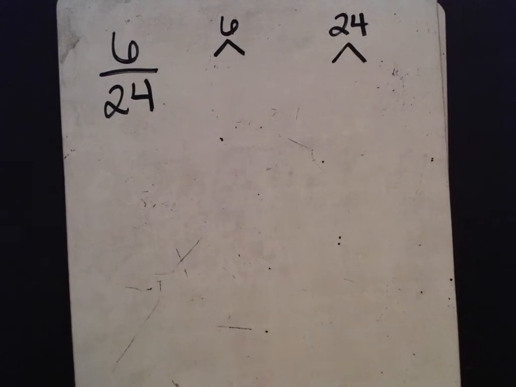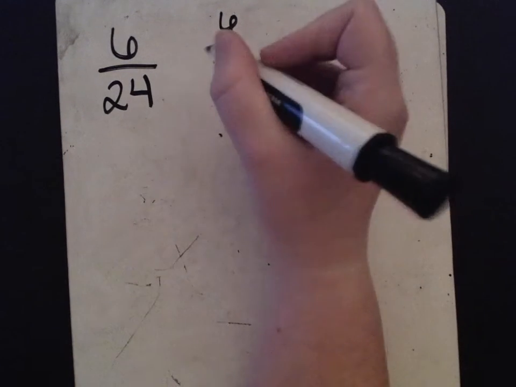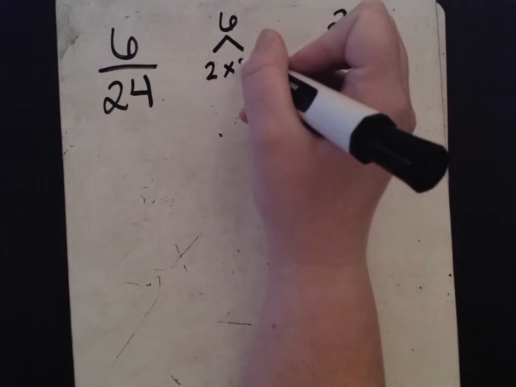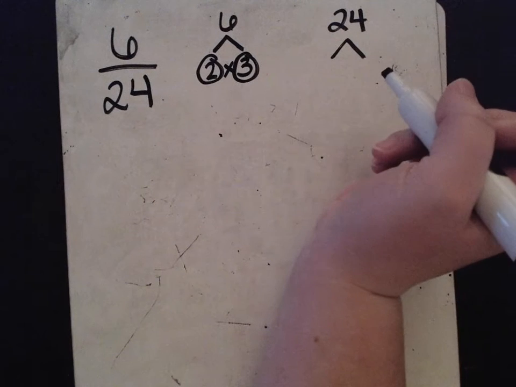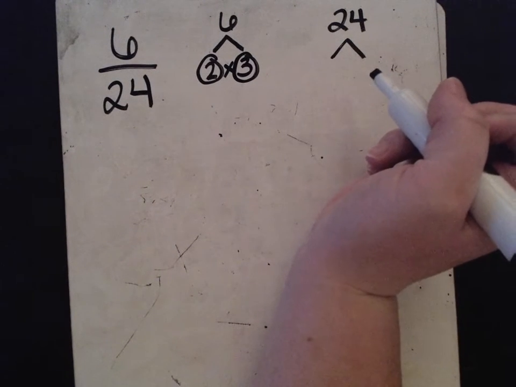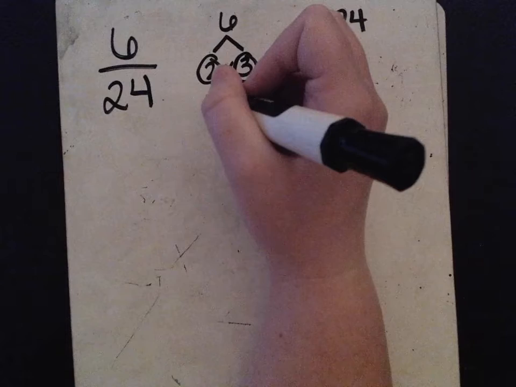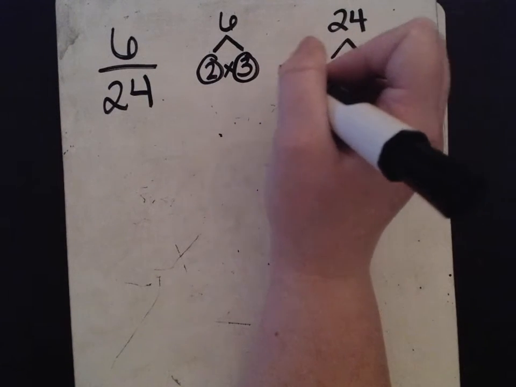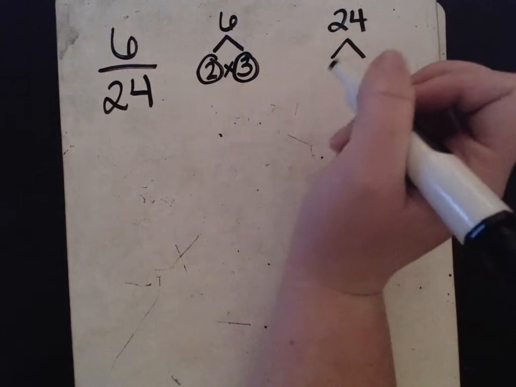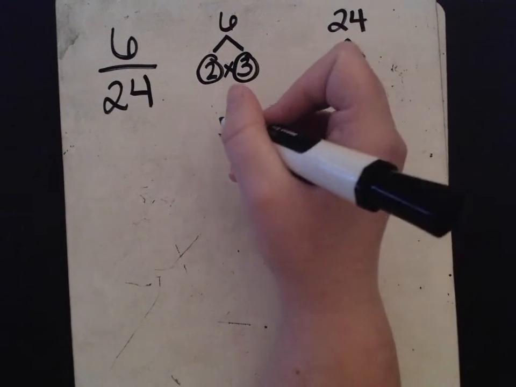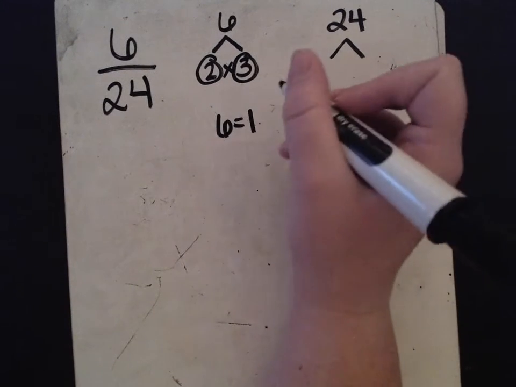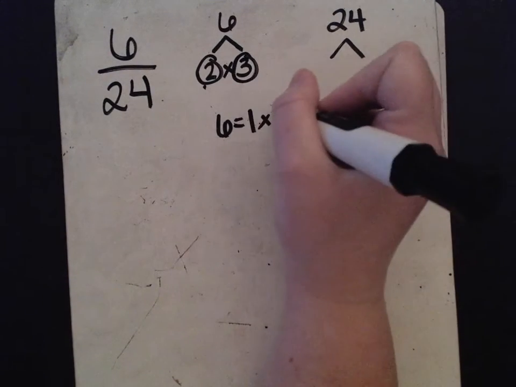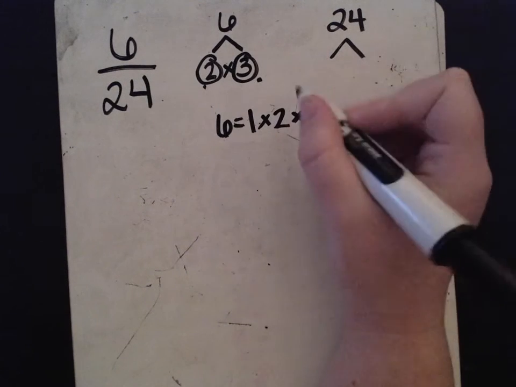All right, so remember, I'm breaking these numbers down as far as I can. So factors of 6 would be 2 times 3. Going to circle the 2 and the 3 because I can't break them down anymore. The only other factor of 2 is 1, so 1 times 2 equals 2, and then 3 times 1 equals 3, so I circle it. Then I'm going to set up my list for 6. So 6 equals 1, because 1 is a factor of every number, times 2 times 3.